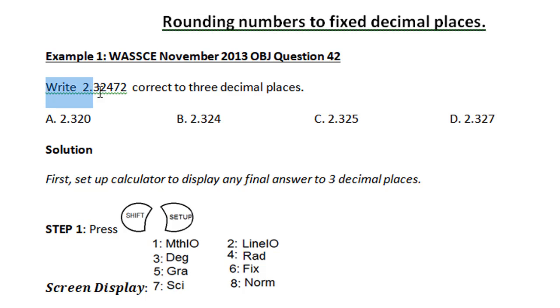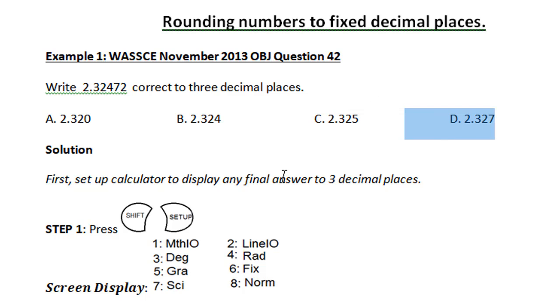Write 2.32472 correct to 3 decimal places. A, we have 2.320, B, 2.324, C, 2.325, and the last answer D is 2.327. So which of these options is the correct answer?